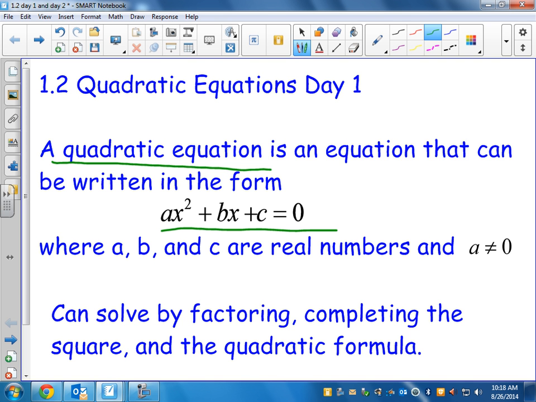And we can solve these three ways, right? We can factor, we can complete the square, and we can do the quadratic formula. And I don't think you really need to write that bottom sentence at all, because we're just going to go through those three ways of solving quadratic equations.